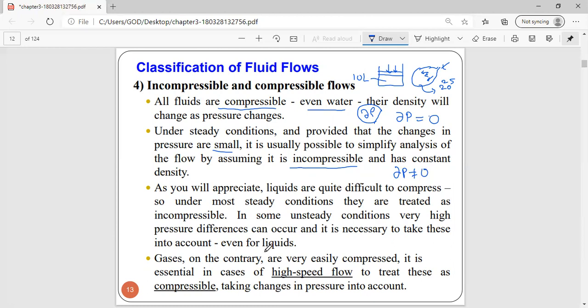All gases are compressible in nature, easily compressed. In boundary layer theory we'll discuss this in detail. Here there is only one small outcome: incompressible flow and compressible flow. If your change of density equals 0, then we call it incompressible flow. If your density is changing with reference to pressure or temperature, then we call it a compressible fluid.